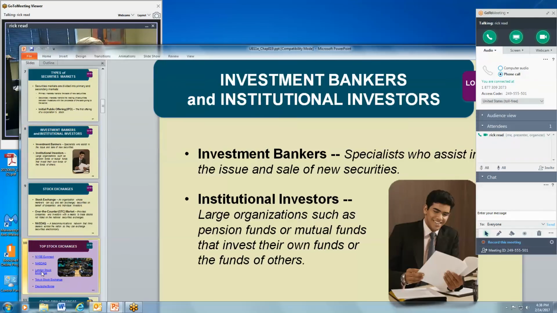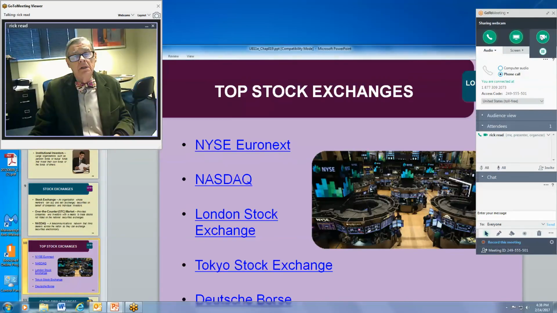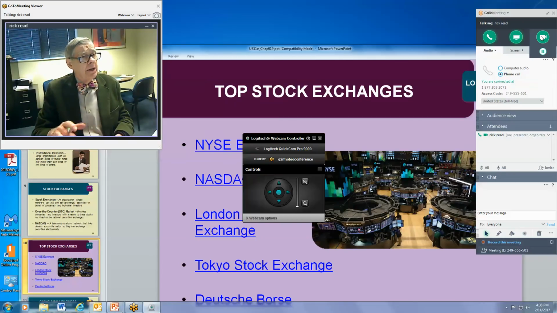Now, we're going to have a slide here of what's known as the top stock exchanges in the world. The New York Stock Exchange. Notice it says New York Exchange, NYSE Euronet. That's because Euronet bought out the New York Stock Exchange several years ago, although it is still commonly referred to as the New York Stock Exchange. And then we have the NASDAQ, which we'll explain a little bit later. That's an American stock exchange that is totally online. Now, what do I mean by that?